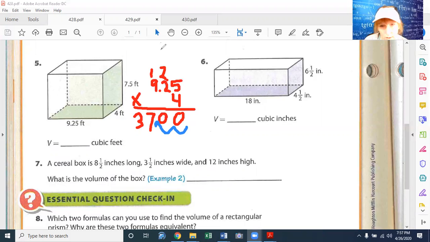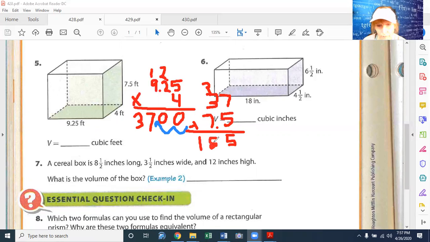We're not quite done yet. We now have to multiply our 37 times, what's the number we haven't used yet? The height, right? 7.5. So 7.5, that's a bad 7. I'm going to make it a little better. There we go. Multiply that, we get 5 times 7 is 35. Carry the 3. 3 times 5 is 15, plus 3 more, 16, 17, 18.